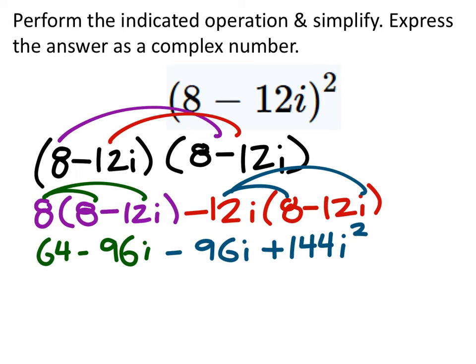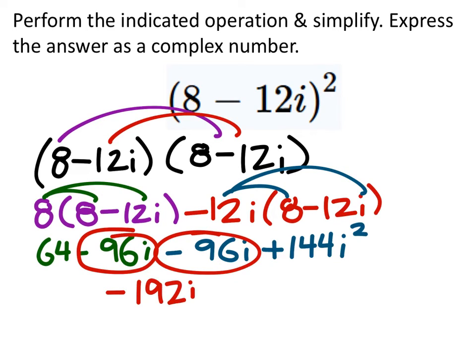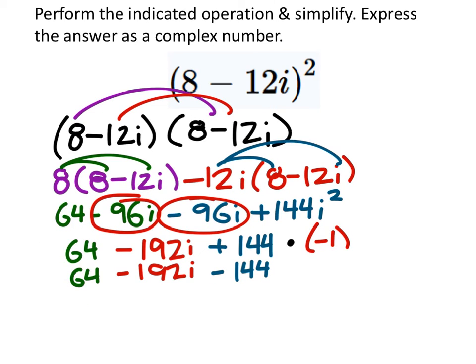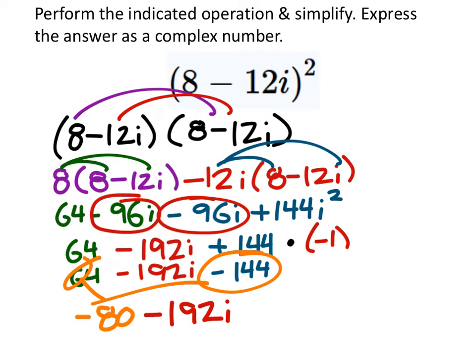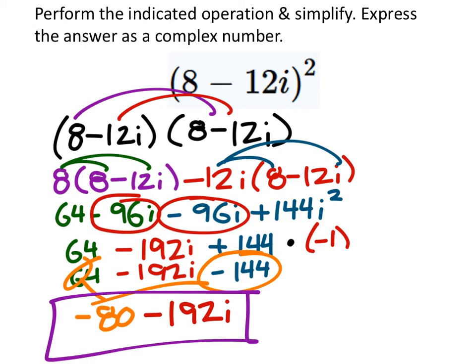All right, we'll double up the steps on this one, right? Because I got this negative 96i and this negative 96i, which is negative 192 i's. And I'll just change the i squared, right? That's going to become negative 1. So all that does is it changes that positive 144 into a negative 144 there. Well, then I'll combine these two like terms. I got 64 and negative 144, which should combine to a negative 80. And then I got the negative 192i. And again, that is formal complex number notation.